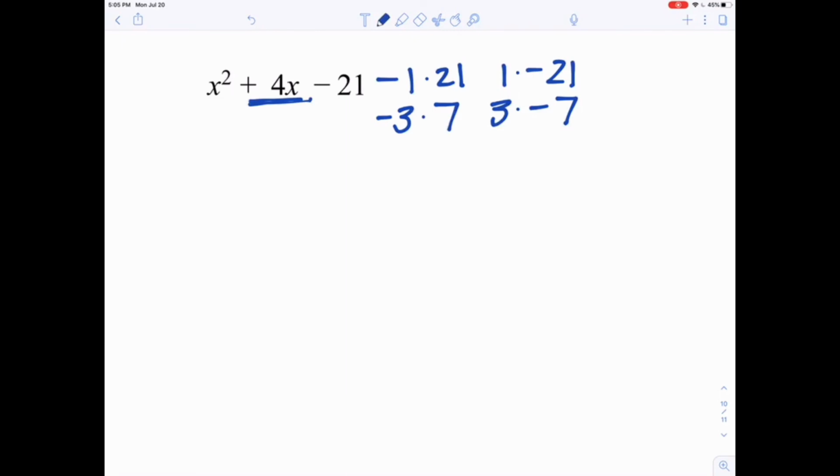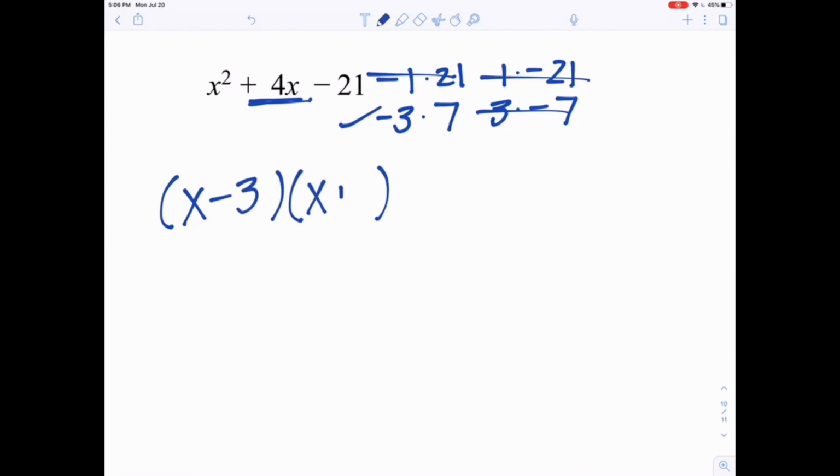So negative 1 plus 21, that's not going to work. And 1 minus 21 is also not going to work. That gives me positive 20 and negative 20. So negative 3 plus 7 gives me positive 4. That's what I'm looking for. 3 minus 7 gives me negative 4. That's not what I'm looking for. So I set up my two parentheses and I fill in the information. Minus 3 plus 7. And that's it. I'm done.